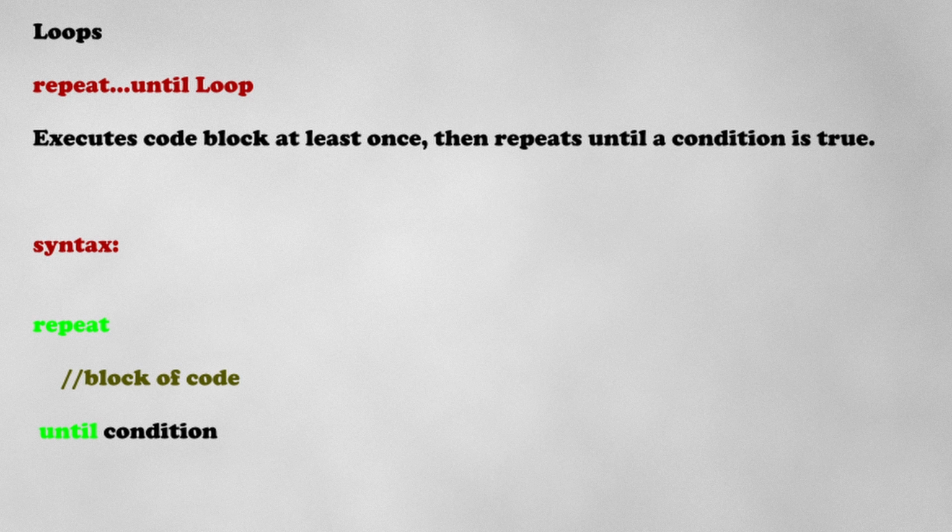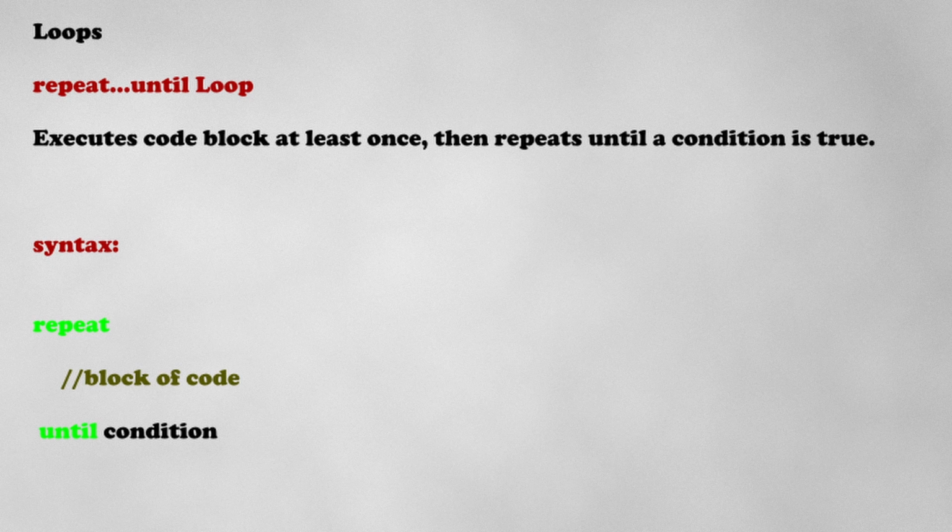There are some scenarios where we need to execute our code at least once without checking the condition. In that situation, we have a repeat until loop. It executes a code block at least once, then repeats until a condition is true. It just looks like the do while loop in the Java language. Anyway, let's see the syntax. Repeat, block of code, until condition.